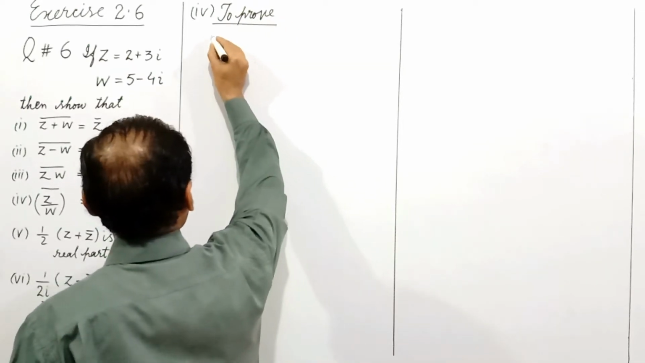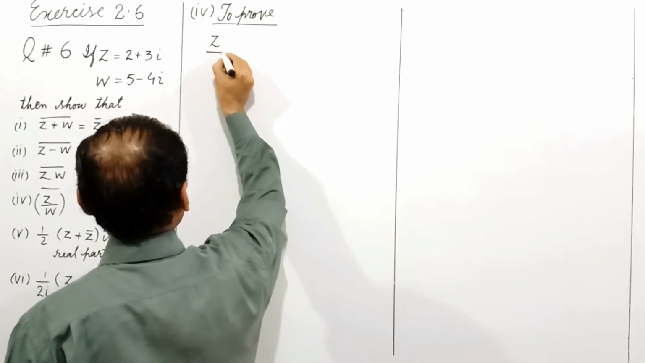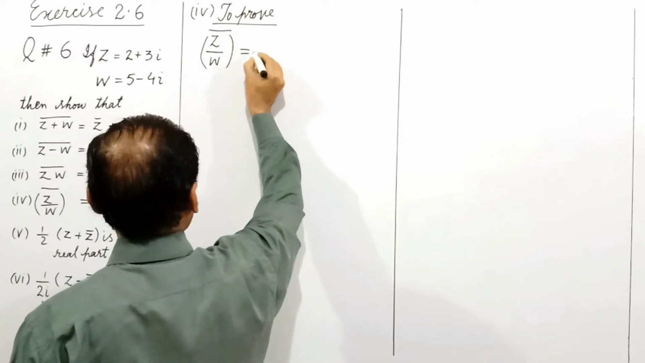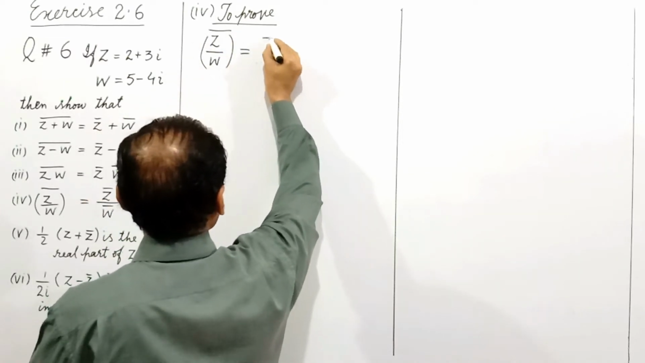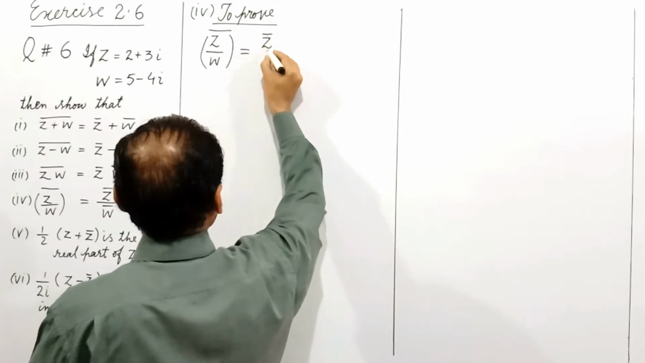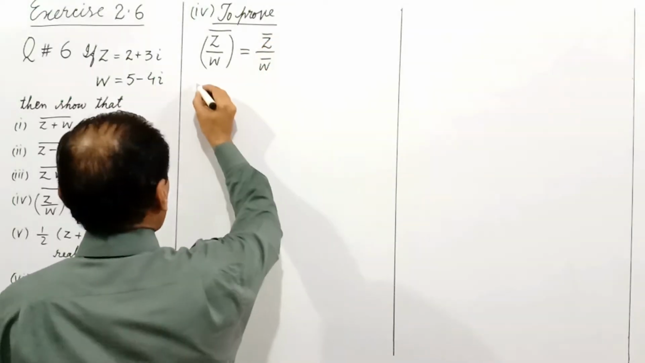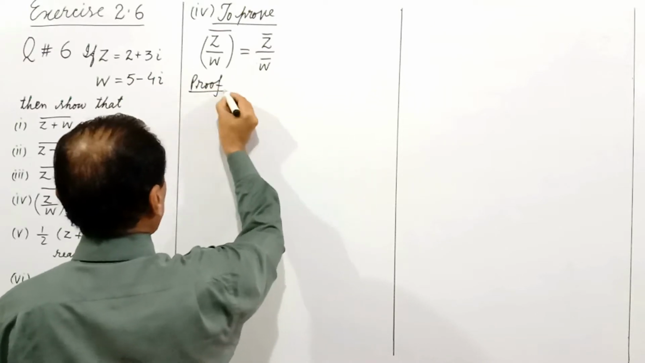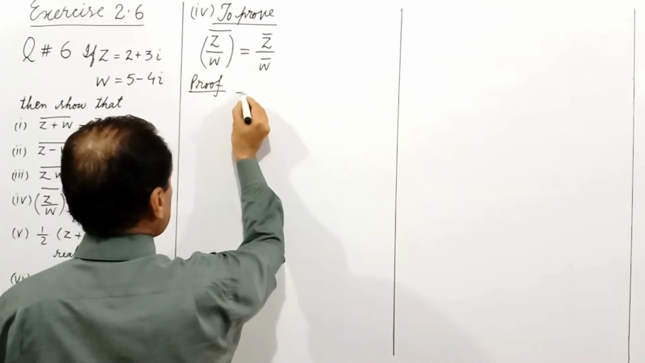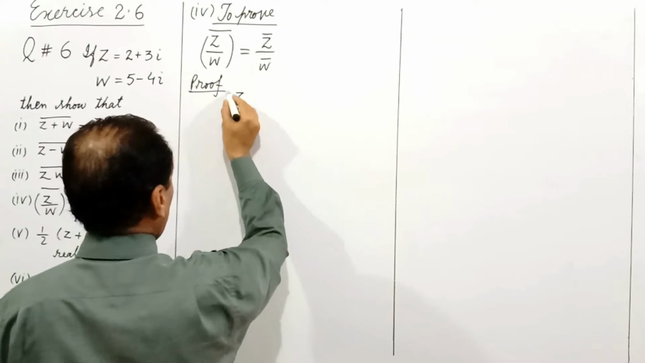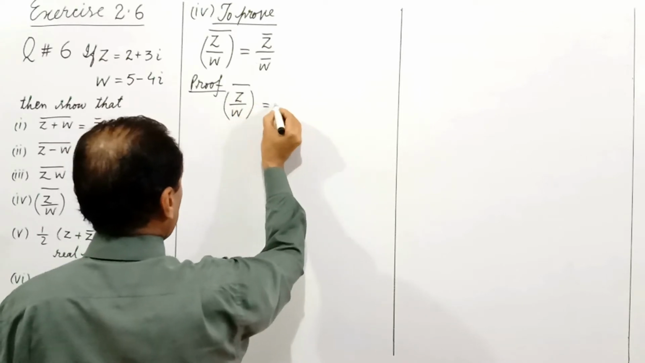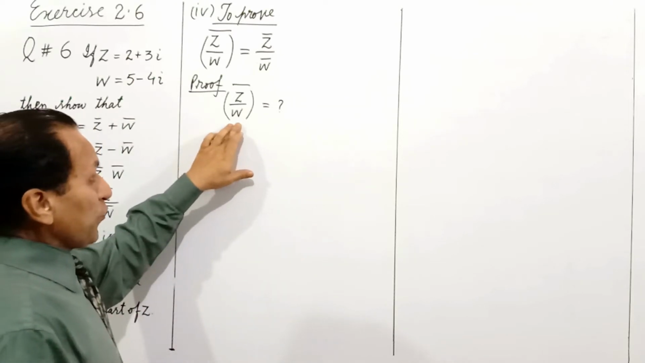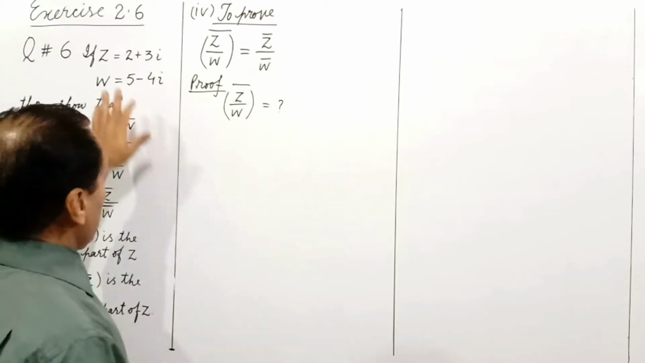We are required to prove that the conjugate of the quotient of z and w is equal to the quotient of the complex conjugate of z and w. So let's begin the proof. We take the left hand side, that is z over w whole bar, which is to be required. For this, first of all, we have to find out the quotient of z and w, the given complex numbers.